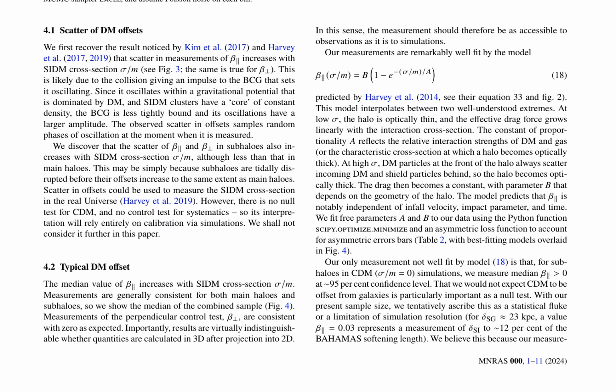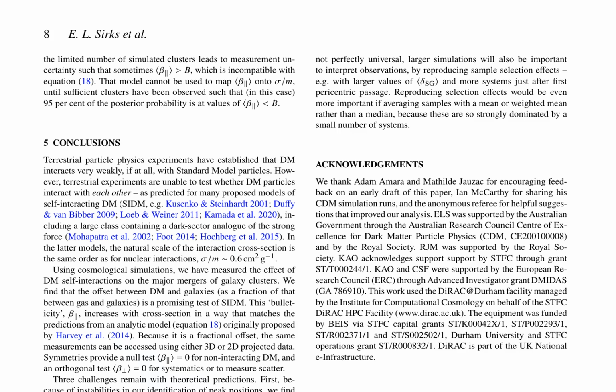The study explored potential selection effects, such as the average measurement from many colliding systems, and the variation in offsets with time since collision, although these aspects were not fully explored due to dataset limitations. The best-fitting parameters of the model to the measurements were calculated using the Python function scipy.optimize.minimize, and the results are presented in Table 2. The median DM offsets were also measured for 2D and 3D projections, showing similar trends.